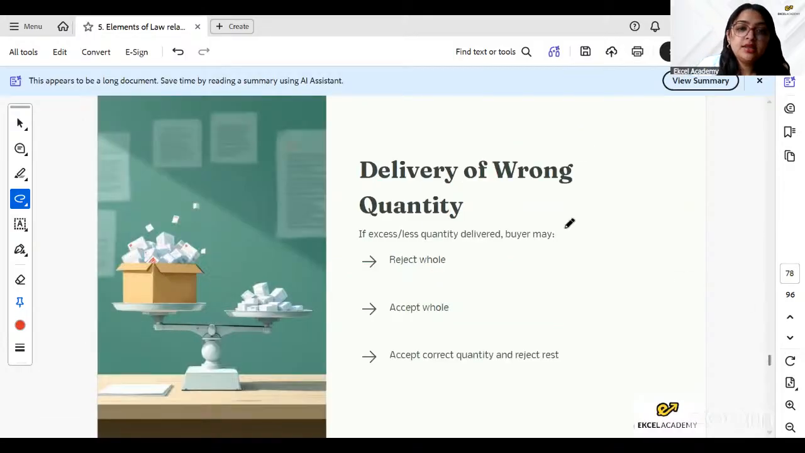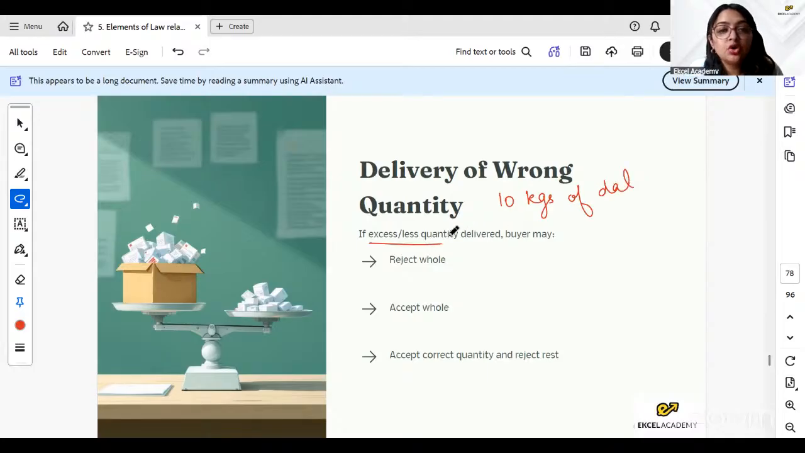Next, delivery of the wrong quantity. You had ordered 10 kgs of dal. Now what happens if it is in excess or less? Instead of 10, say they have given you 2 kg, or instead of 10, they have given you 15 kg. You can either reject the whole, saying I do not want either of it. You either give me 10 kgs or do not give me at all.